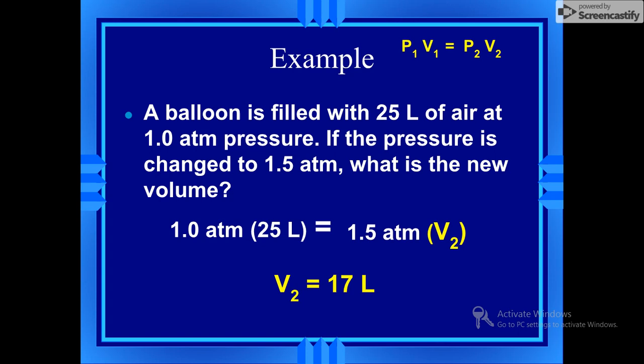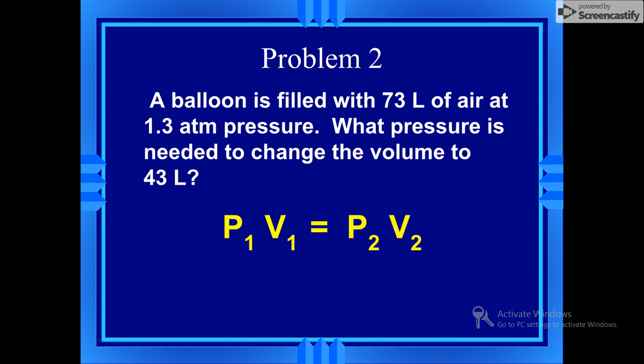Now we're going to do some other ones. I'm not really going to walk you through the next ones. I want you to try them on your own. So problem 2, you have a balloon. It is filled with 73 liters of air at 1.3 atmospheres. What pressure is needed to change the volume to 43 liters? So use the same equation. P1 times V1 is going to equal P2 times V2.